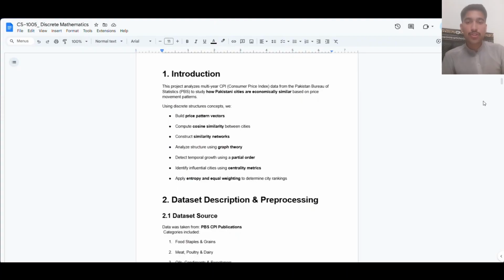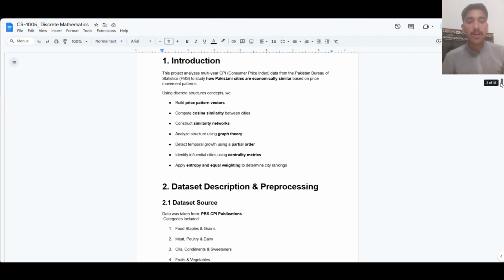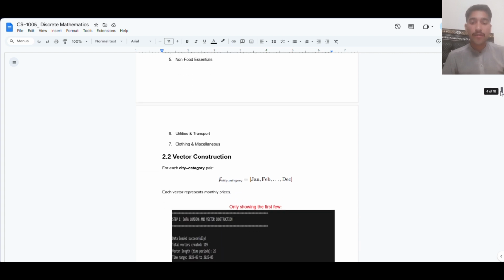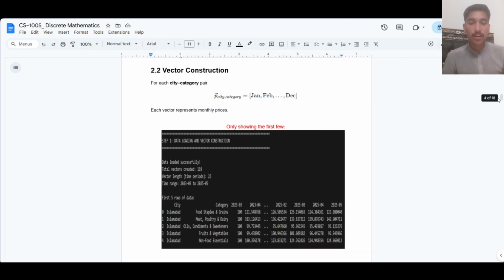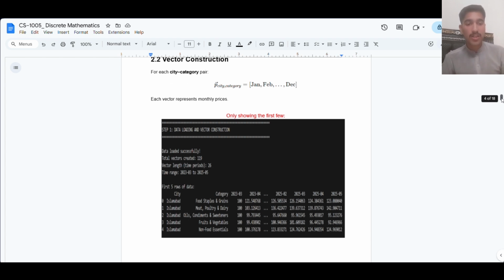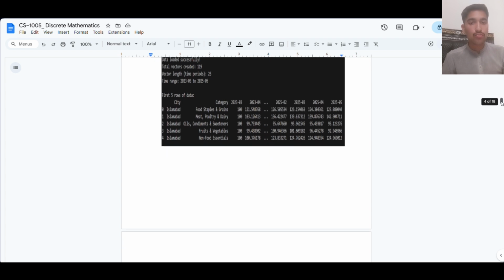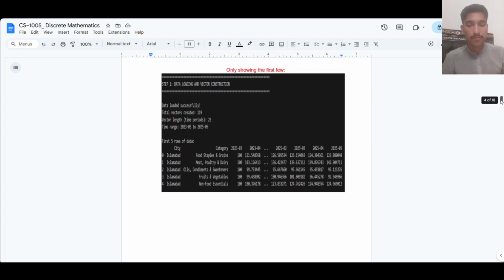Now, what we did was, instead of taking these values as a table, we converted each row into a vector, which is just a sequence of numbers, as we can see from the spreadsheet shown on screen. It represents the price trend of that city for a particular category across time. For example, the Lahore and food category has prices increasing like 101, 102, 103, 105, and so on over different months. This will form a vector. Basically, this is the only step.